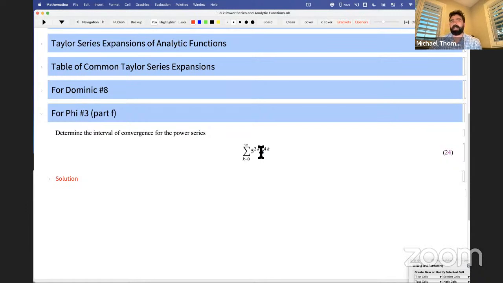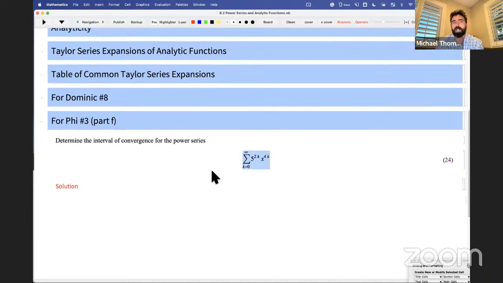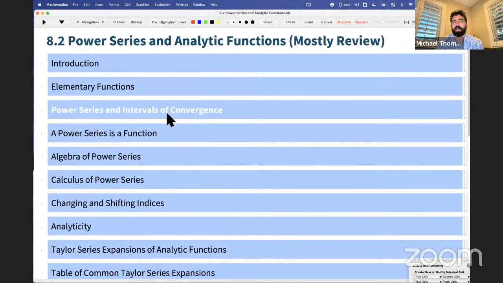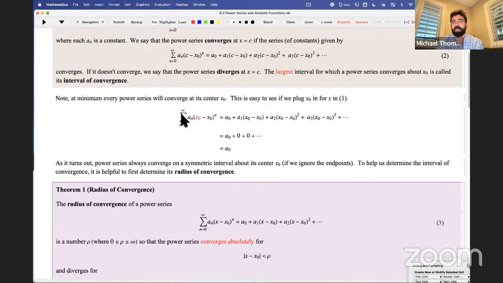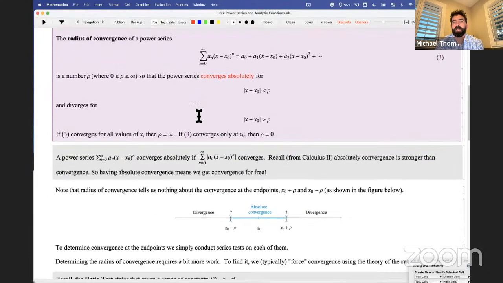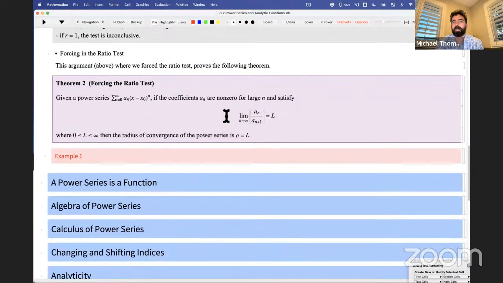That's what it is. Okay, so let's say we want to find the interval of convergence for the power series. We studied power series and their intervals of convergence. The first thing you want to do is find the radius of convergence using this theorem right here, forcing the ratio test. Once we find the radius of convergence, then we can just check the endpoints independently and we'll be done.